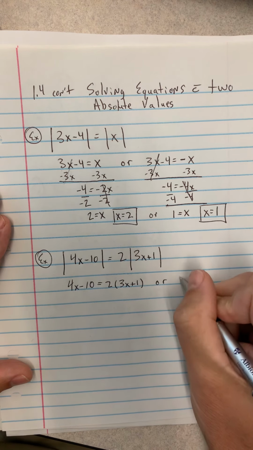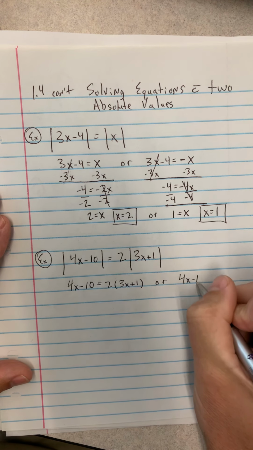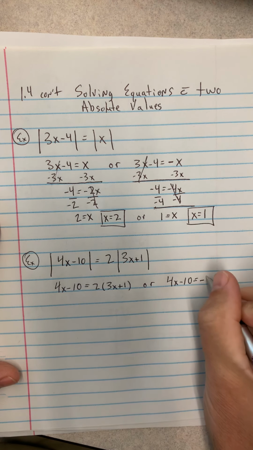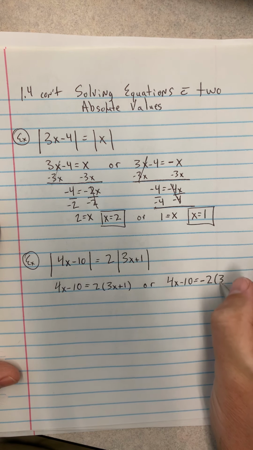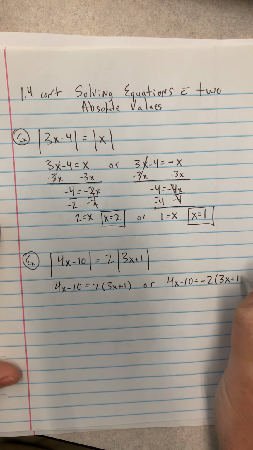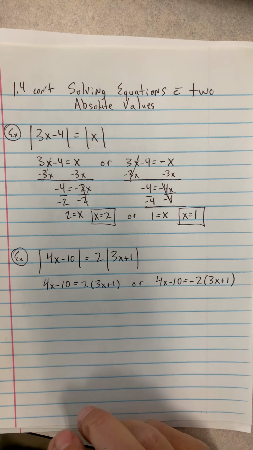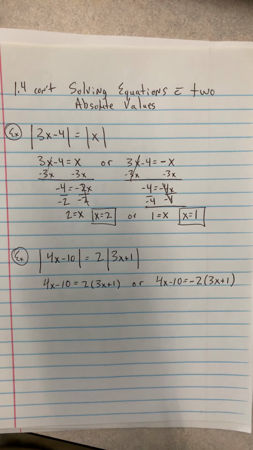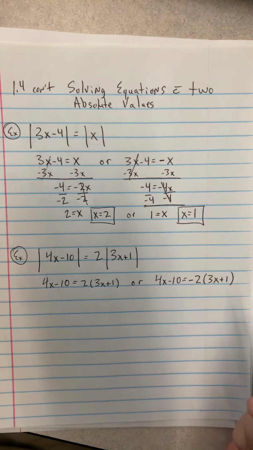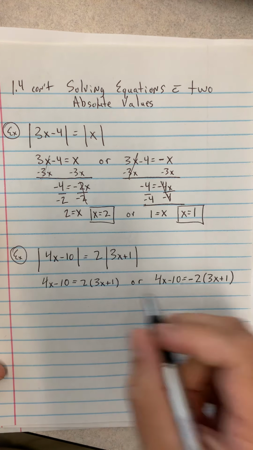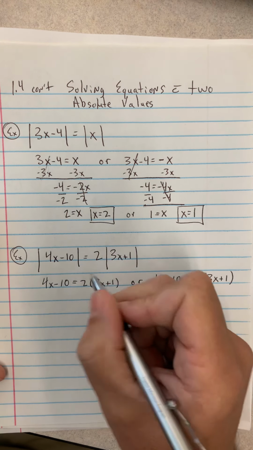Or I would have 4x minus 10 is equal to the opposite of that, or a negative 2 times 3x plus 1. So the steps, as you can see, are kind of the same. The amount of work and the amount of error that can happen is going to increase as we go, because now I've got some distribution. I'm going to have variables on both sides, and I need to take special care in solving these.